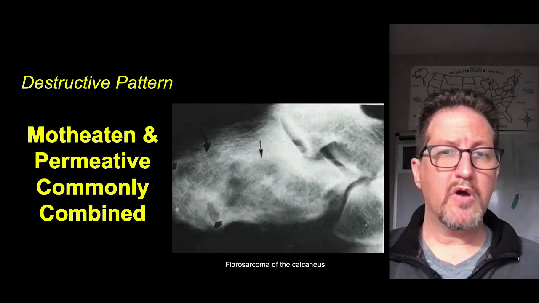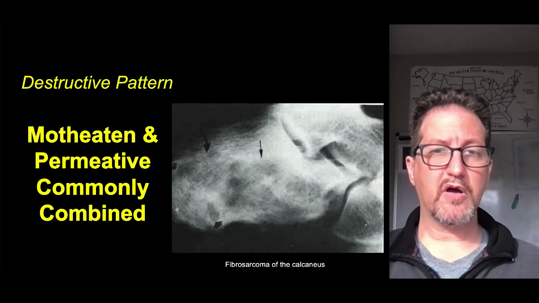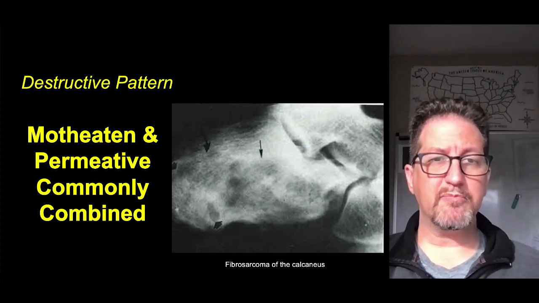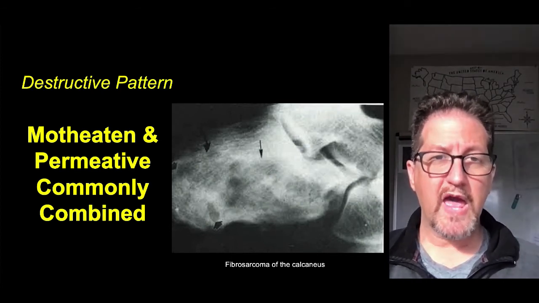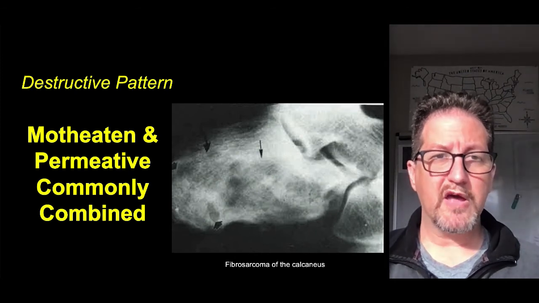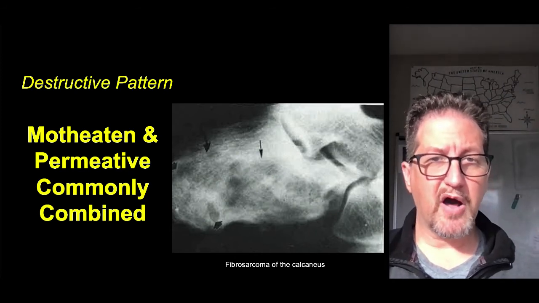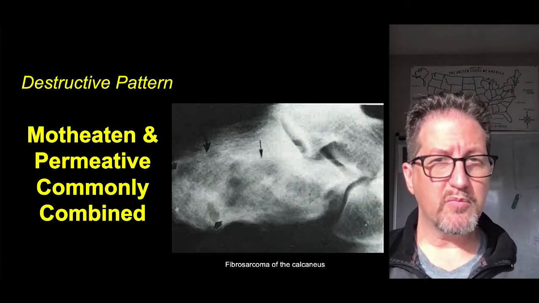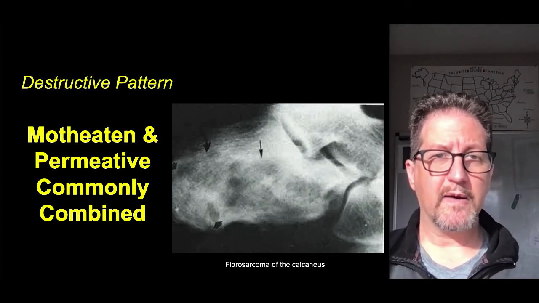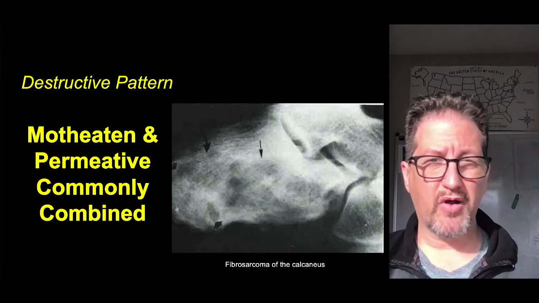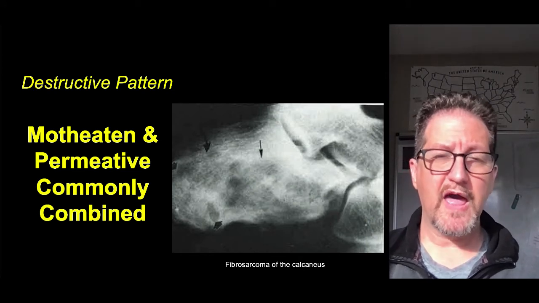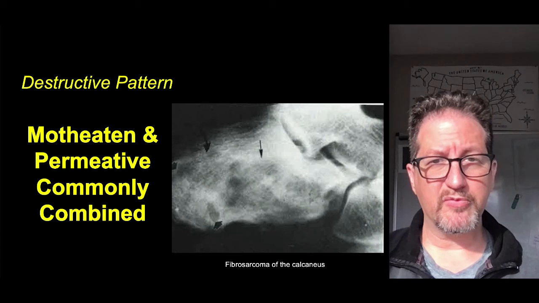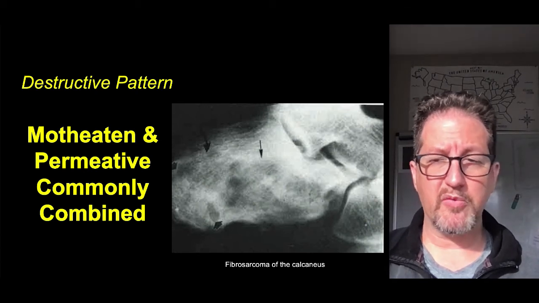Okay, so this is an example of where you might see a moth-eaten and permeative pattern together. And in fact, most of the time, these are commonly combined, and you see them both together at the same time. And that's really what we tend to see more commonly. So the part that you could demarcate relatively well would be that moth-eaten, and then the interstices, or the spaces between them, are probably the permeative pattern.